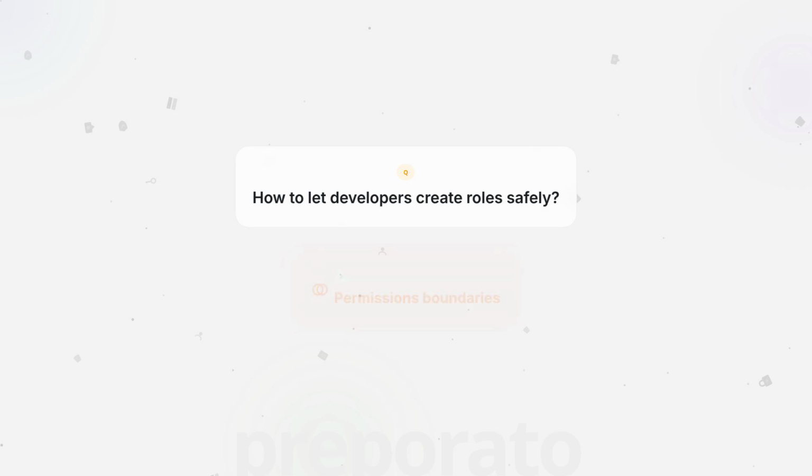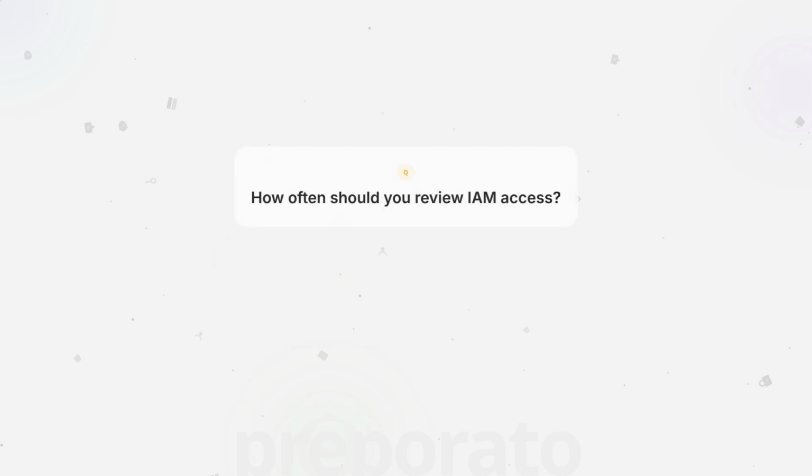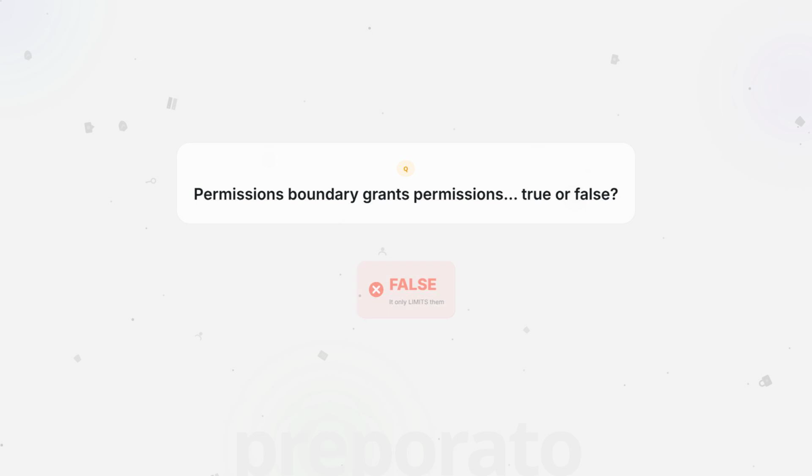How to let developers create roles safely? Answer: permissions boundaries. What condition enforces MFA? Answer: AWS multi-factor auth present equals true. How often should you review IAM access? Answer: quarterly plus after organizational changes. Permissions boundary grants permissions? True or false? Answer: false. It only limits them.